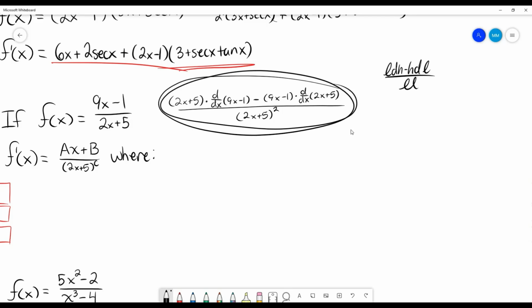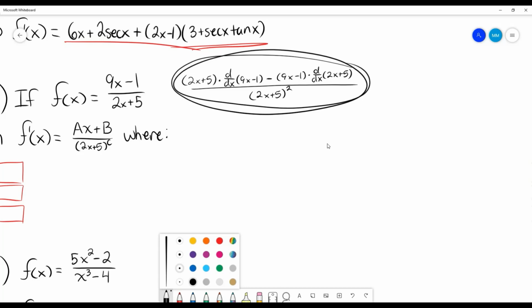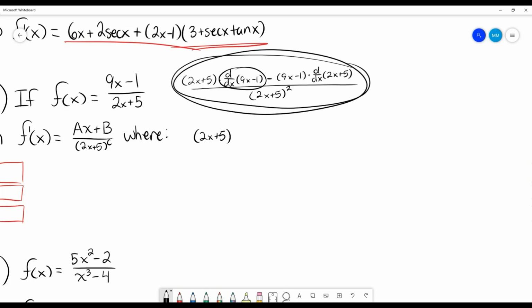This is a slightly more formal definition given our current example. And so let's further evaluate that, right? So we've got 2x plus 5 times the derivative of 9x plus 1. Well, the derivative of 9x is 9, and that minus 1 disappears because it's a constant, so it's just a 9. And then minus our high term, which is 9x minus 1, times the derivative of our low term, which in this case is just a 2, over 2x plus 5 squared.